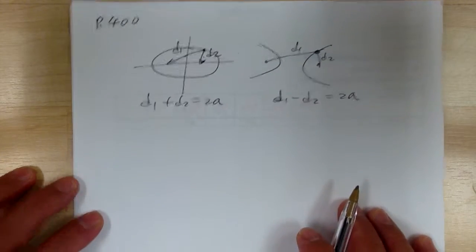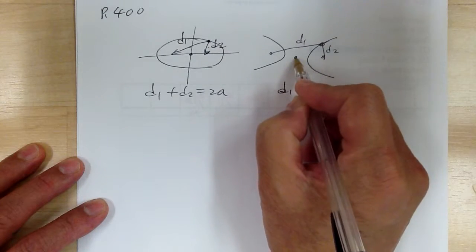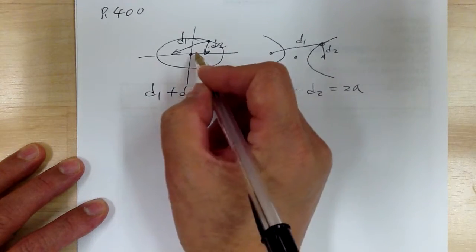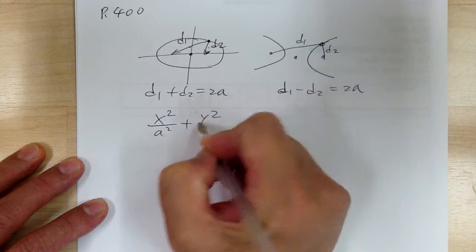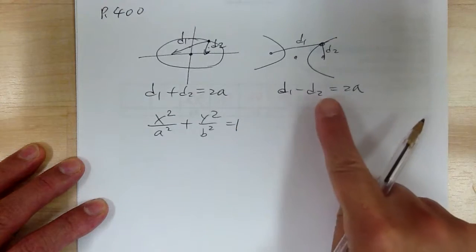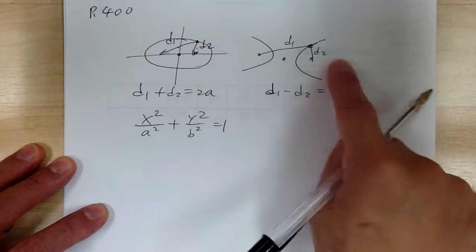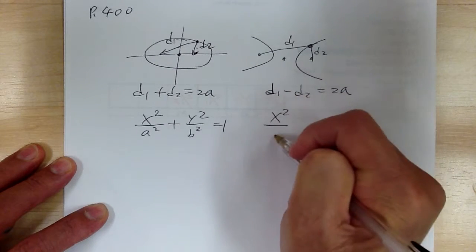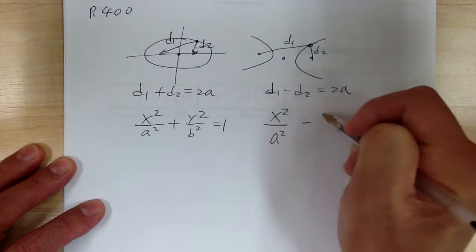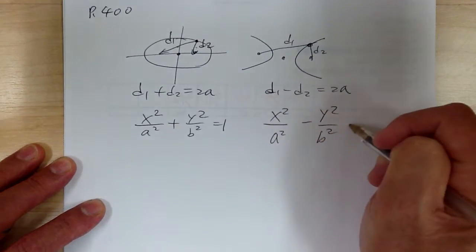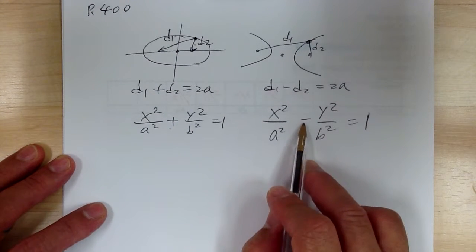Now, for the ellipse with the center at the origin, you get x squared over a squared plus y squared over b squared equals 1. For the hyperbola, it's going to be minus. If this is the x direction, then x comes first. So it'll be x squared over a squared minus y squared over b squared equals 1. So for the ellipse, you get plus; for the hyperbola, you get minus.